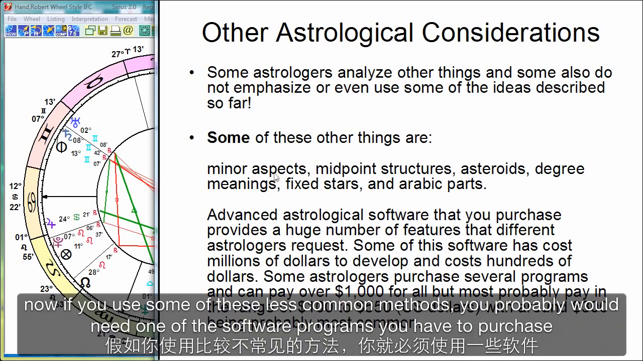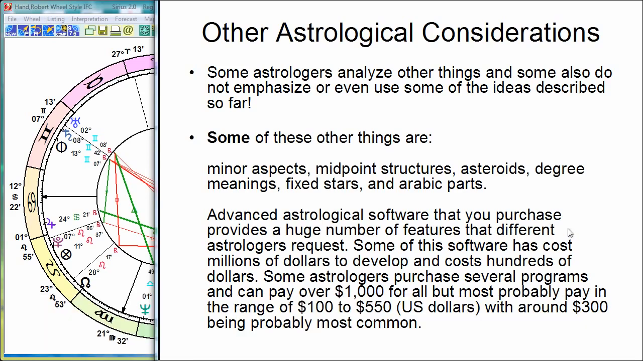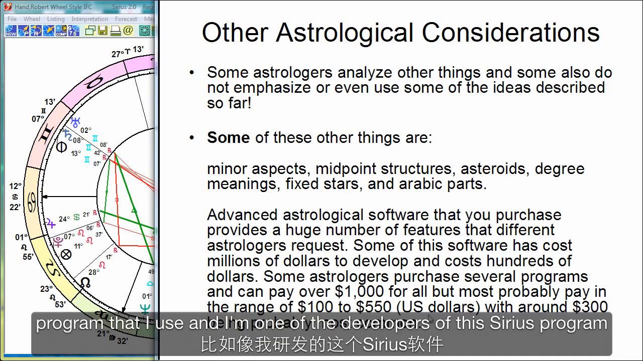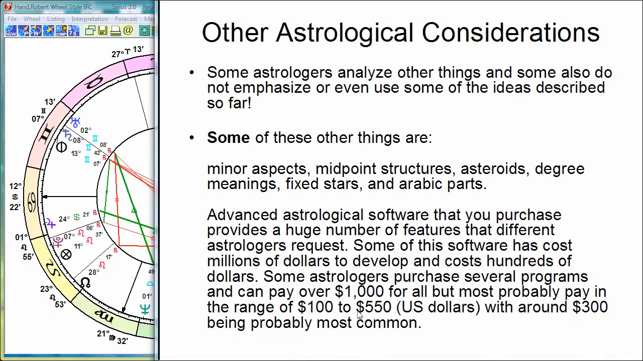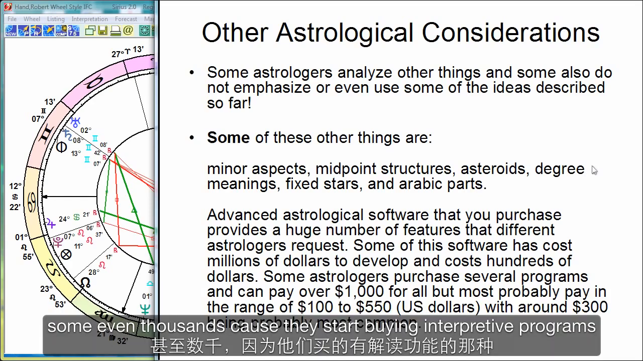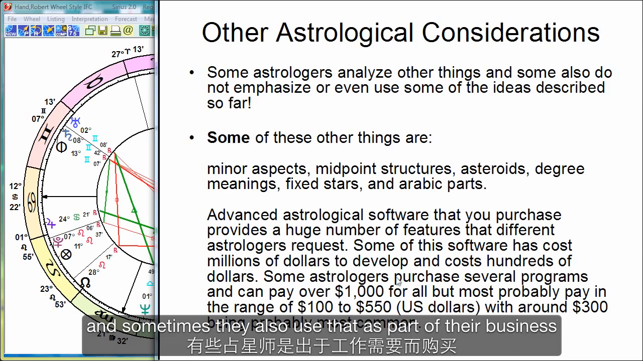Now, if you use some of these less common methods, you probably would need one of the software programs that you have to purchase. And these programs, usually people spend about $300. The program that I use, and I'm one of the developers of, is the Sirius program. And it's $550 in US dollars, so it's more expensive. Some people end up spending over $1,000 because they buy several programs, some even thousands because they start buying interpretive programs, and sometimes they also use it as part of their business.